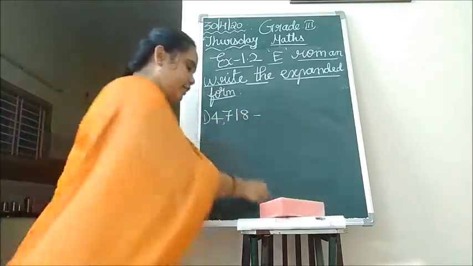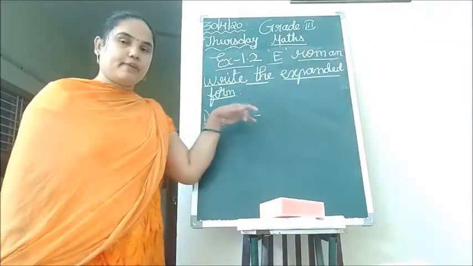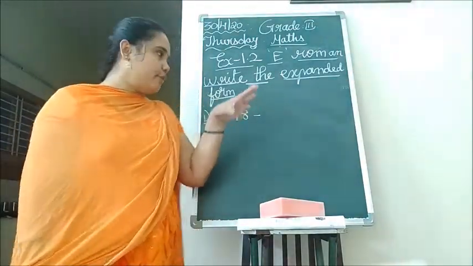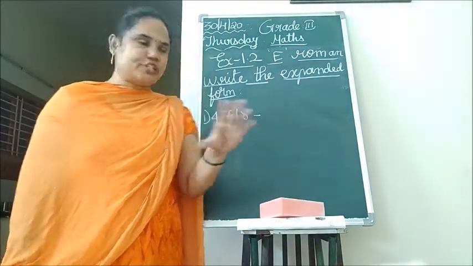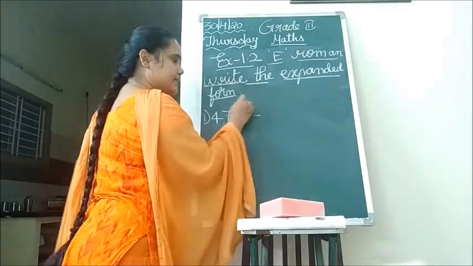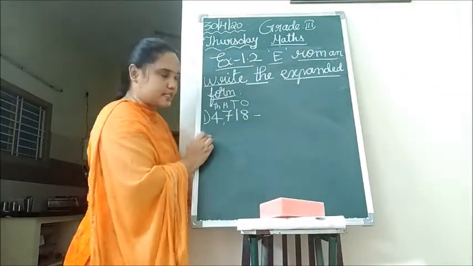See, children, now we are going to write expanded form. What is called expanded form? Sum of place values is called expanded form. In expanded form, we write the place value of each digit. First, write the places. Ones, tens, hundreds, thousands. We start from thousands place.